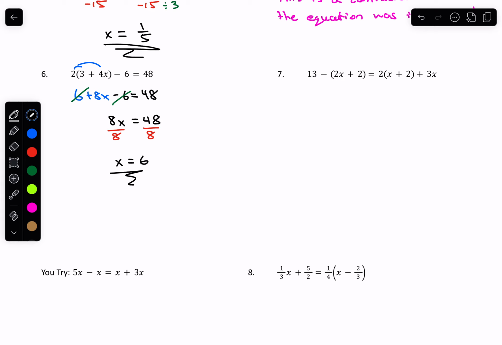All right, so that one, not too bad. A little bit weird, though, to have things cancel out in the middle of the equation, but you'd be surprised. That actually happens quite often.